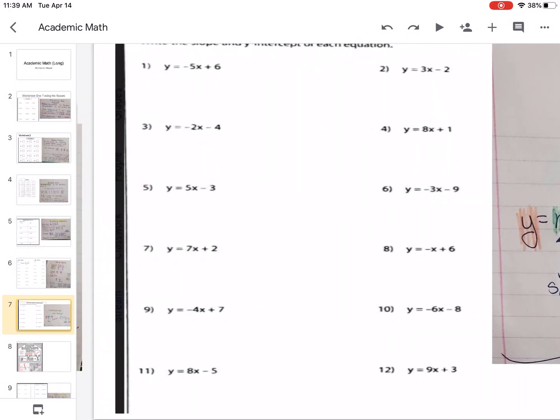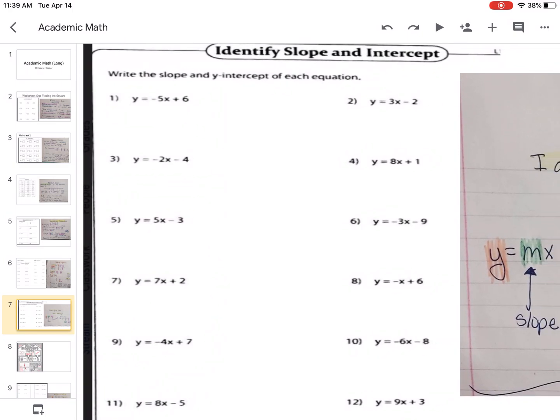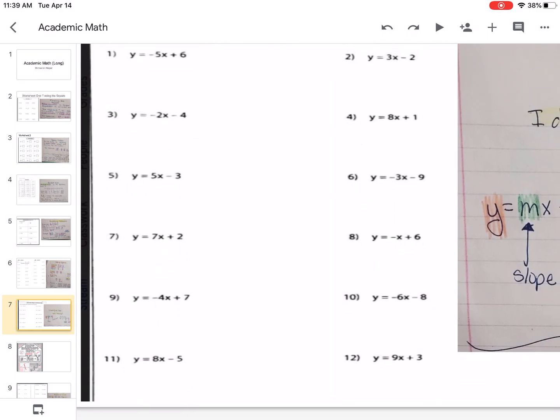So if we go back to our worksheet, number 1, we can see that negative 5 is our slope. 6 is our y-intercept. Let's look at number 8. There's no number there. If there's no number there, it's always 1. But in this case, there's a negative. So I know my slope is negative 1, my y-intercept is 6, okay?